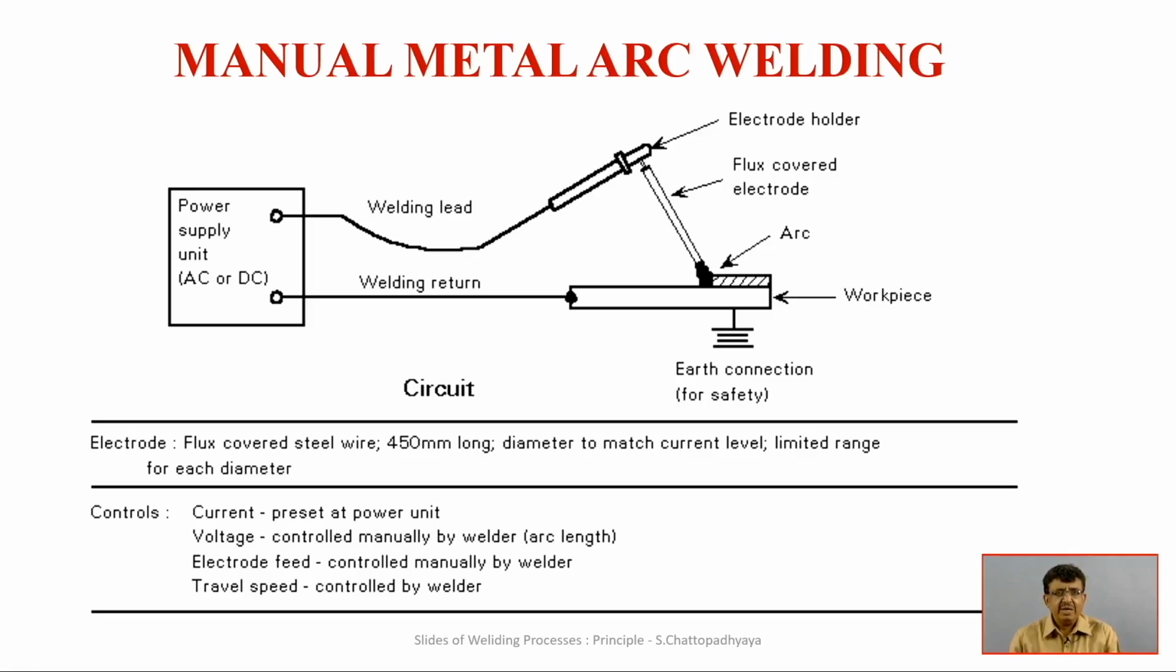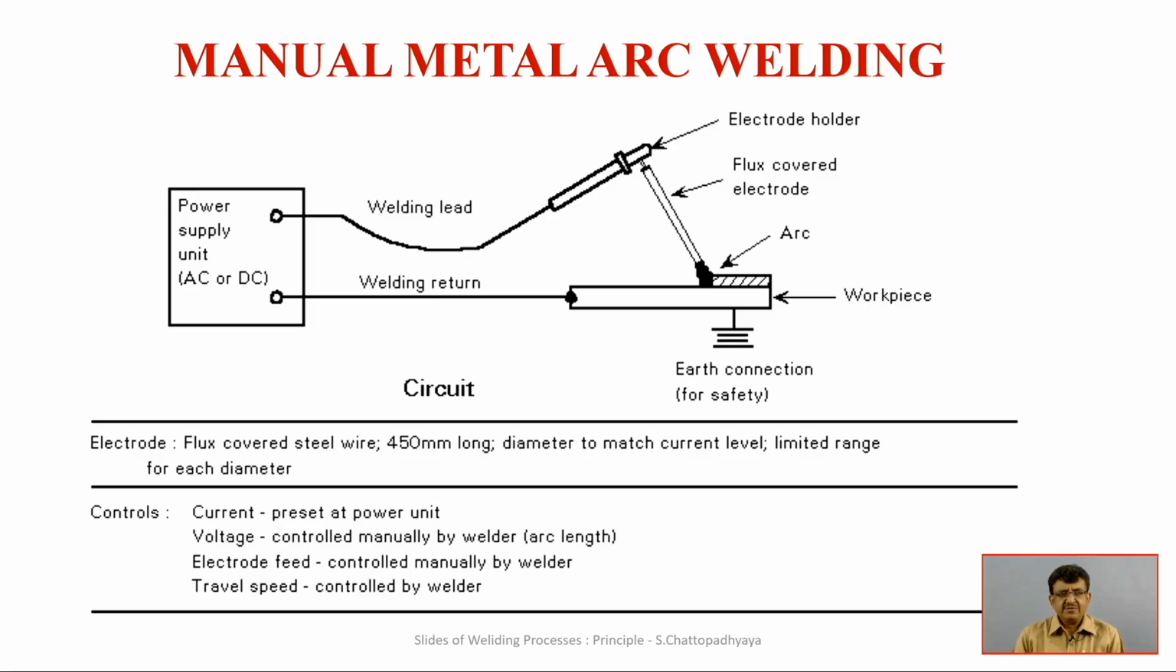So in manual metal arc welding, the circuitry is like this: the power supply unit is feeding, and it can be AC, alternating current, or direct current. Through the welding return, the circuit is completed. The electrode holder is there, the flux cover, the stick electrode is there, and the arc formation with the appropriate gap with the weld is maintained.